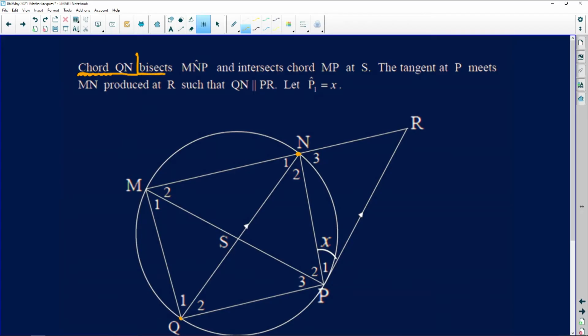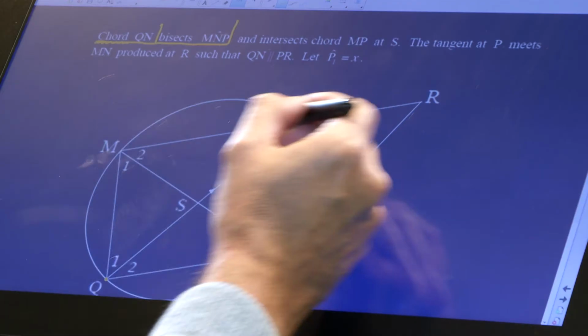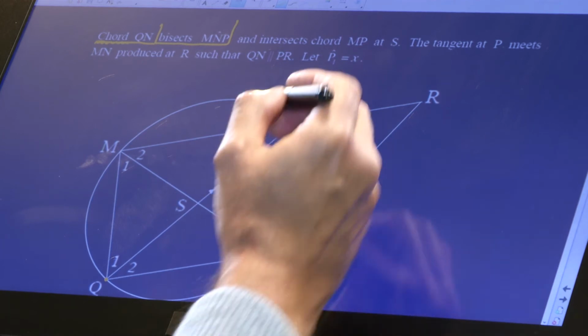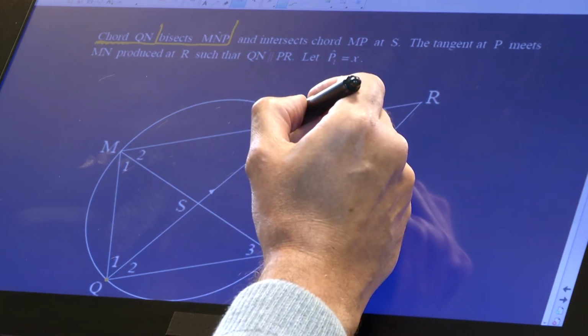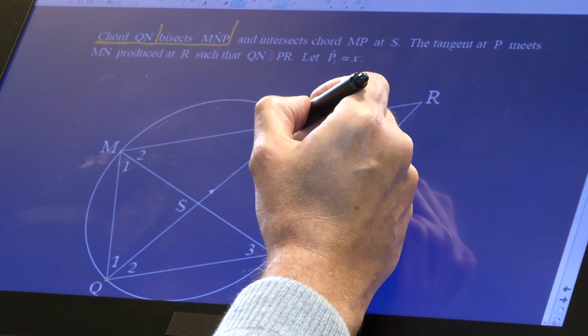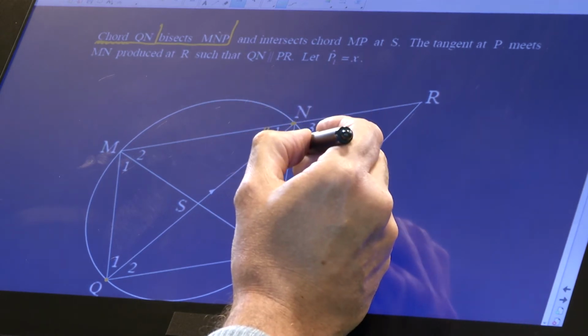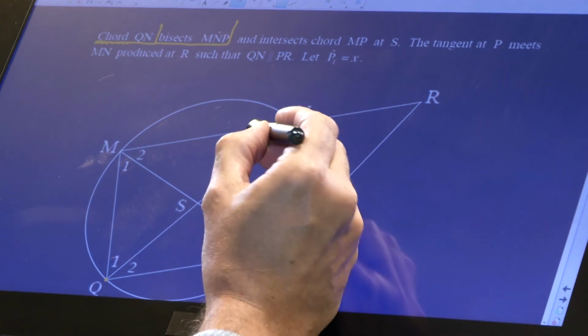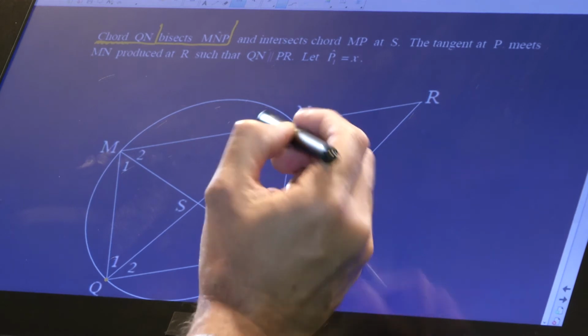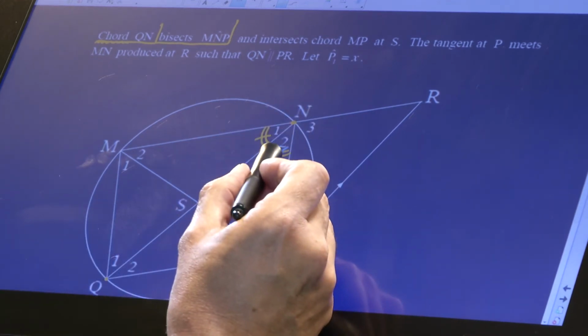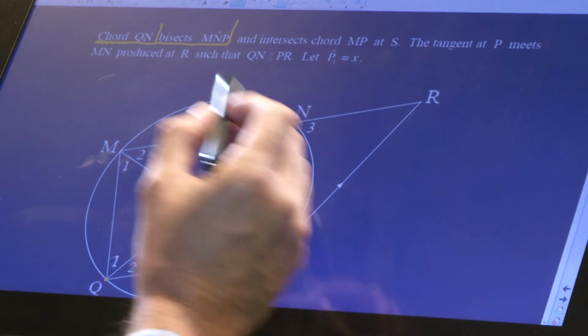Let's read on. It says the chord bisects the angle MNP. We stop reading, we go to MNP, and we indicate that that angle there is bisected by bringing in a symbol. So let's put that symbol down for the fact that those two angles are equal, and just for clarity, show a one-liner that runs through it.